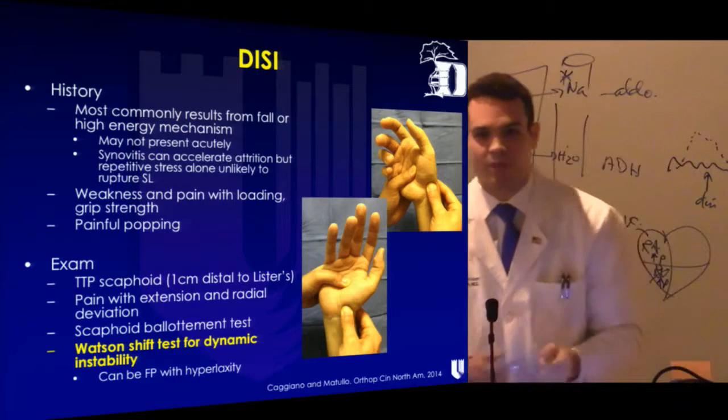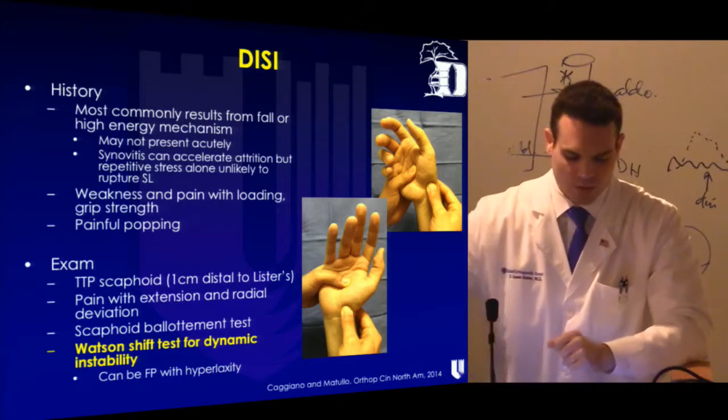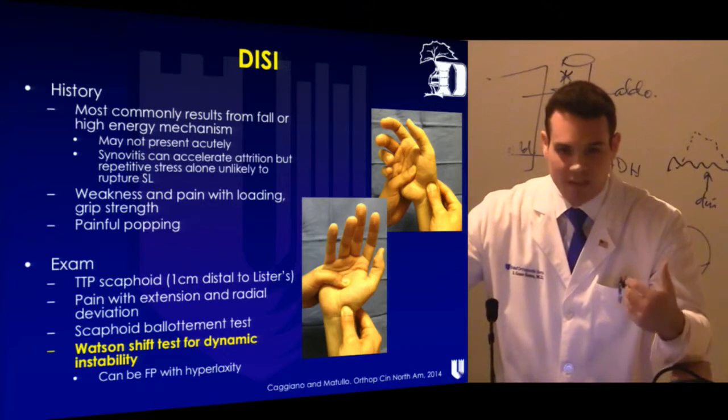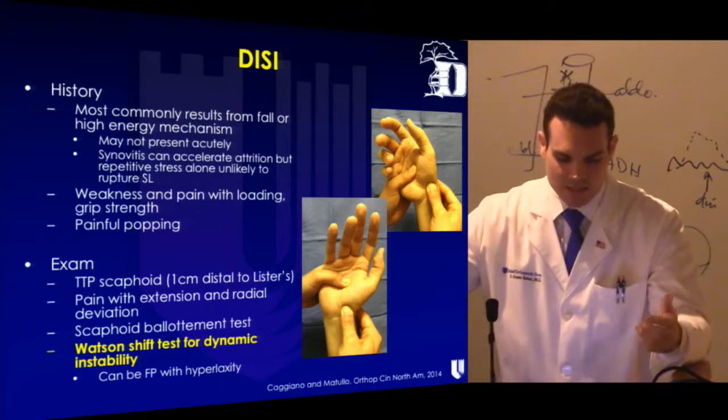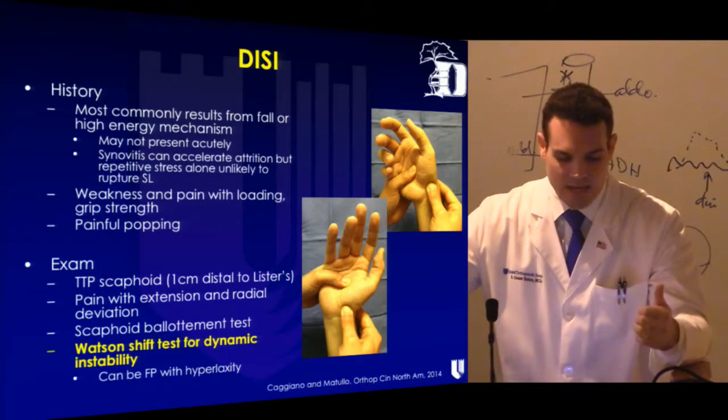And then there's the scaphoid ballottement test, which is kind of a shuck test. You basically hold the scaphoid and you hold the lunate and you move them relative to each other, and positive is translation and/or pain. And then the classic one that we always think of is the Watson test. And this is actually testing for dynamic instability. It doesn't really tell you anything about static instability.